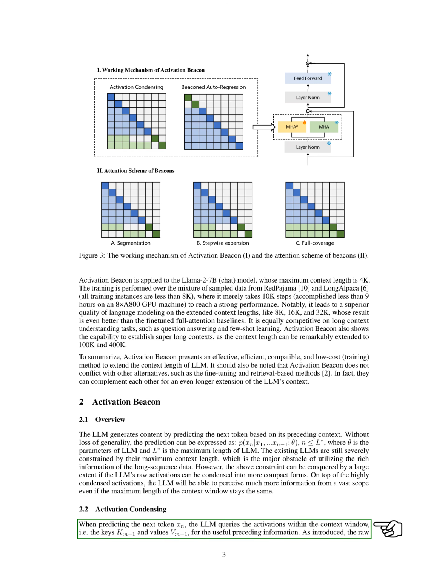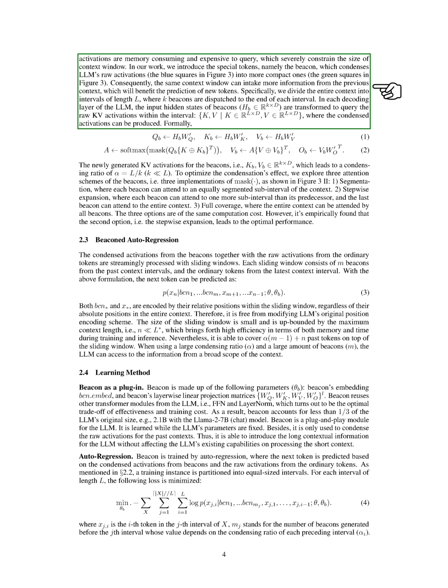When the LLM predicts the next word, it looks at the activations within the context window for useful information. These raw activations are memory-intensive and expensive to process, limiting the size of the context window. To address this, we introduce special tokens, called beacons, that condense the LLM's raw activations into a more compact form. This allows the context window to take in more information from the previous context, improving the prediction of new words.